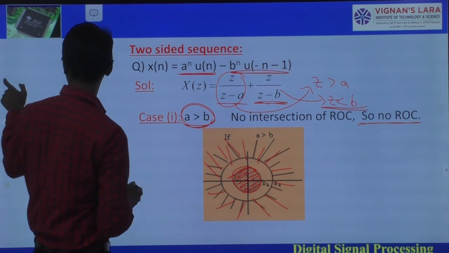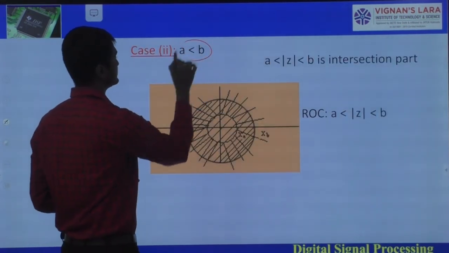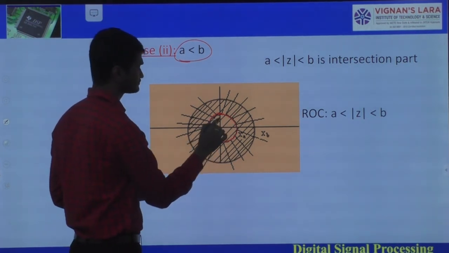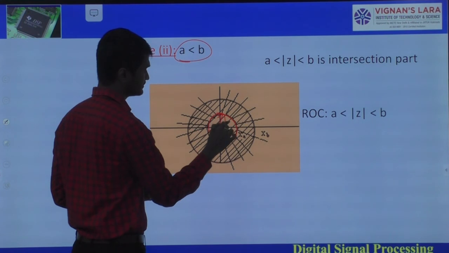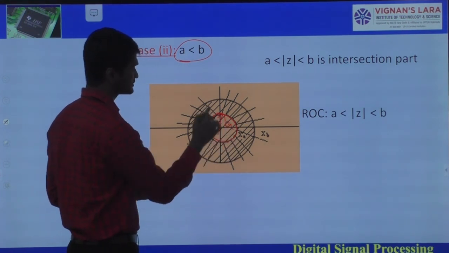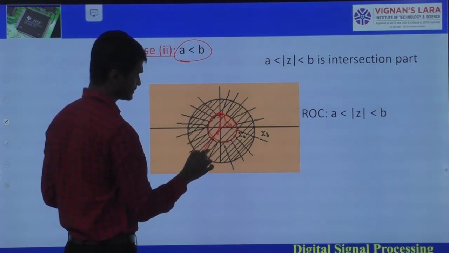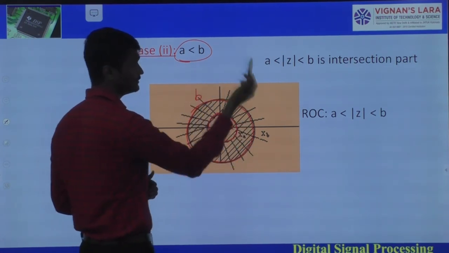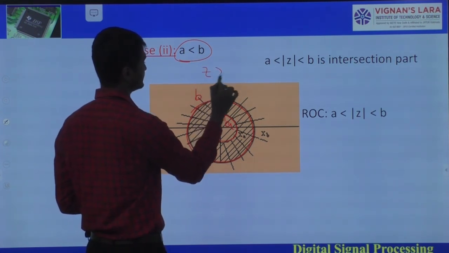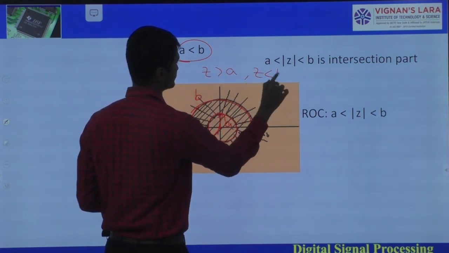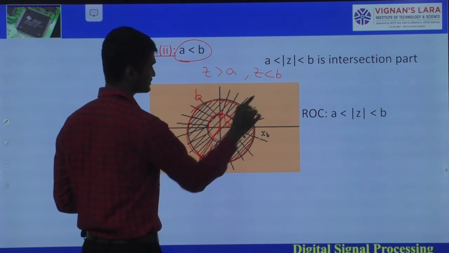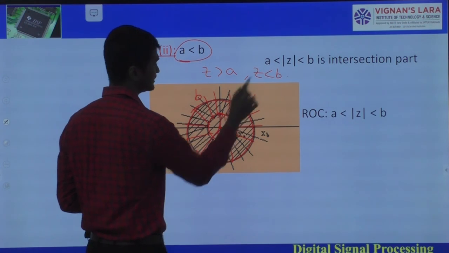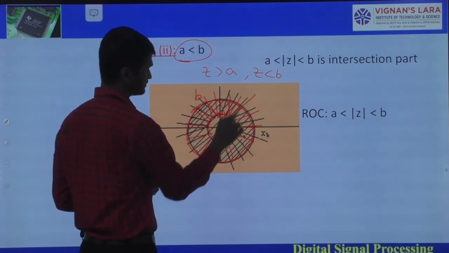Next, the second condition. In this case, a less than b. A less than b means here a is there, this is a from the center. Next, this is b. The individual ROCs we know: mod z greater than a and mod z less than b. So mod z greater than a means like this, and similarly mod z less than b means less than this one.